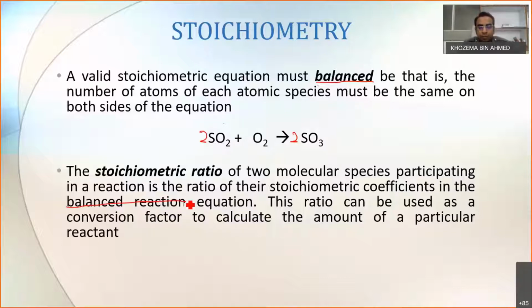This ratio can be used as a conversion factor to calculate the amount of a particular reactant or product. So that means we must have the correct stoichiometric ratio, because this is one of the most important parameters that we'll be using in our mass balance. If your equation is not balanced, you'll get a wrong stoichiometric ratio. If you get the wrong stoichiometric ratio, you will do a wrong calculation on your material balance, and because of that, you'll get a wrong answer or wrong data for your material balance. So that is why it is important for you to understand and do stoichiometry.